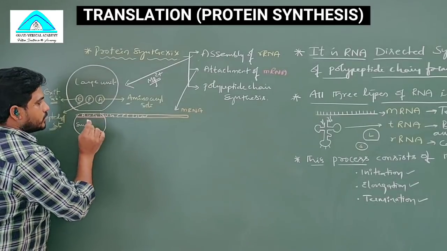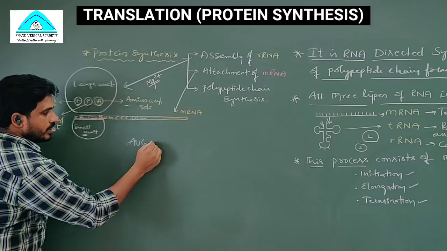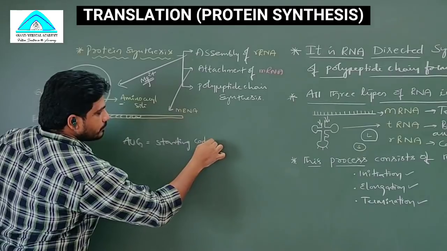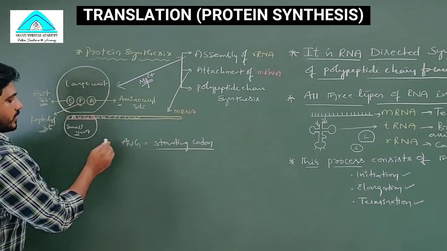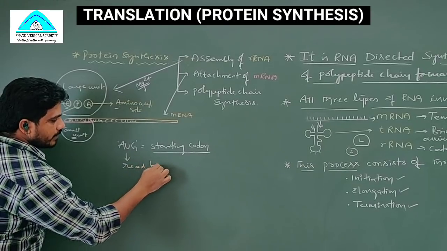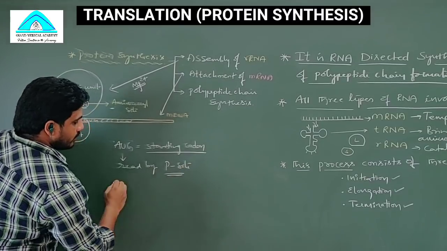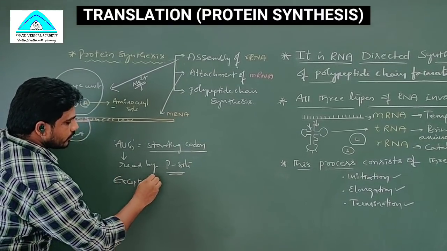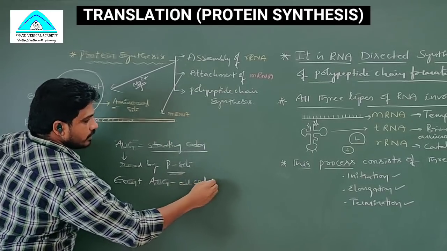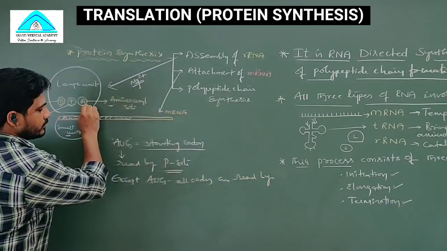See guys, everyone should know that the very first codon of the mRNA is AUG. Why is it called the starting codon? But AUG is read by the P site. Very important. Except AUG, all codons are read by site A.